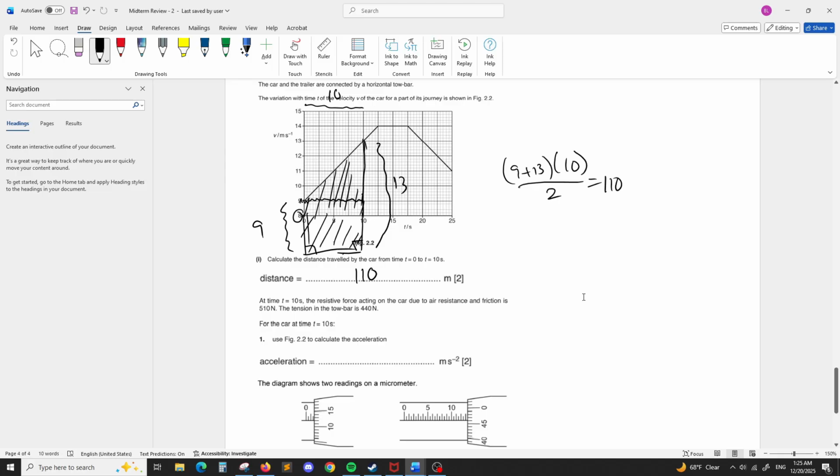Alright, at 10 seconds, the resistive force acting on the car due to air resistance and friction is 510. The tension in the tow bar is 420. For the car at time t equals 10 seconds, calculate the acceleration.